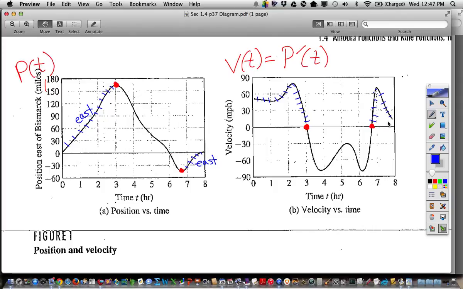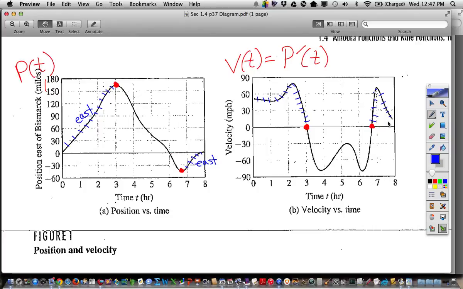Here, right here when he's coming towards Bismarck, right? Why are they negative? Good question. Because he's over here, east of Bismarck, but he's coming back towards it. Since the velocity was defined to be eastward velocity, anytime he's going west, he's going backwards, and that's negative. That's why. Okay, so you're exactly right.